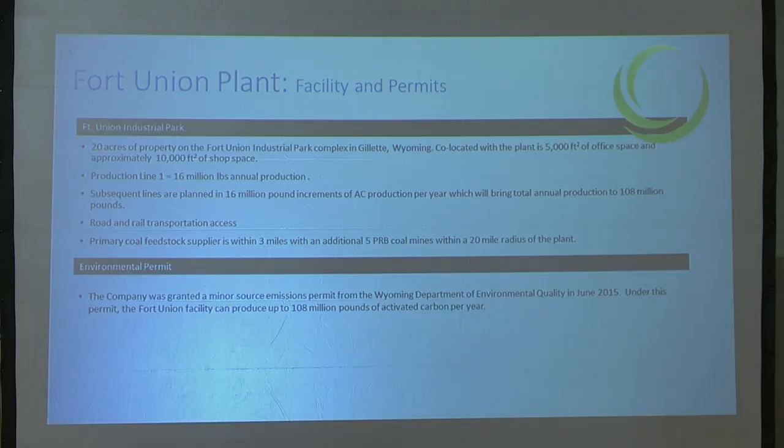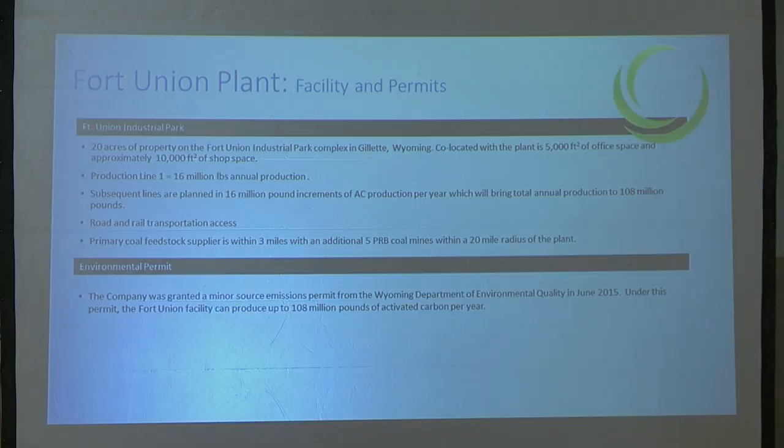Production line 1, we are rating it at 16 million pounds of annual production. Subsequent lines are planned in 16 million pound increments of activated carbon production per year, which will bring our total annual production to 108 million pounds. We have road and rail transportation access, as a rail loop goes through our industrial park that we would love to take advantage of and ship rail cars of carbon out at some point in the future.